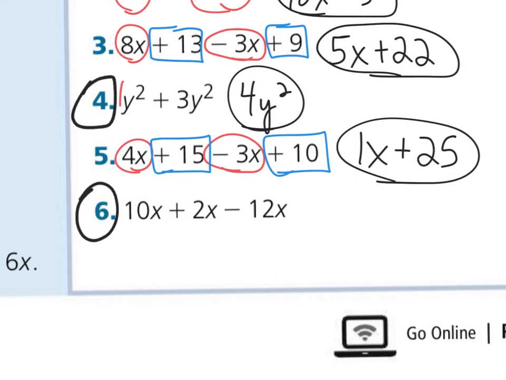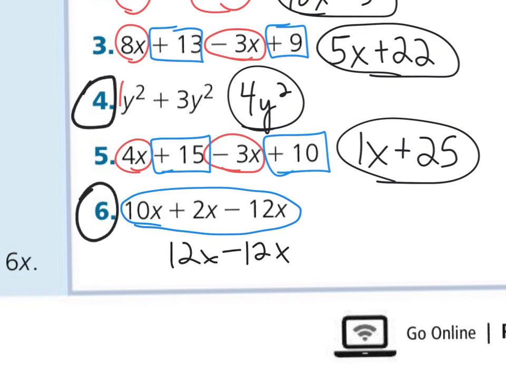And number 6, these are all like terms. 10x plus 2x would be 12x, and then 12x minus 12x. It's 0x, but really 0 times anything is just 0, so we could just say our answer is 0 for this one.